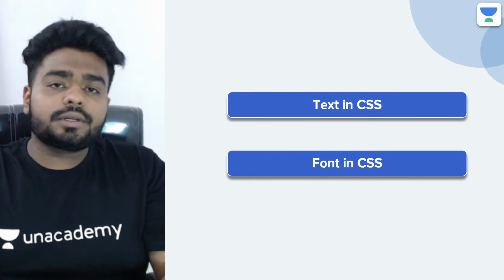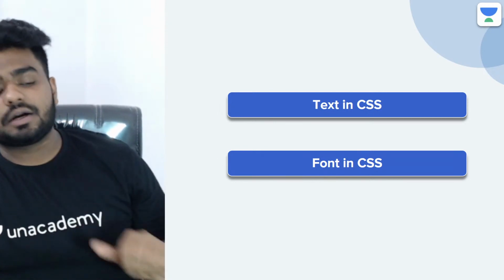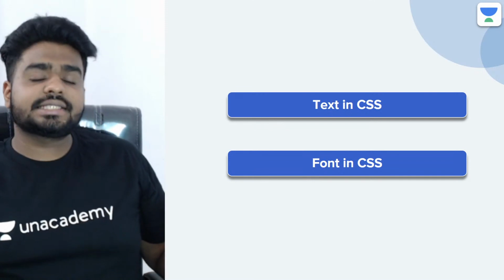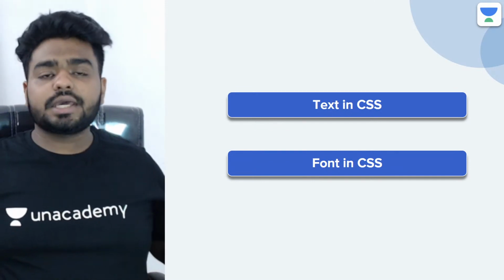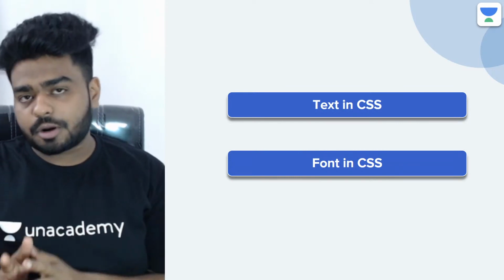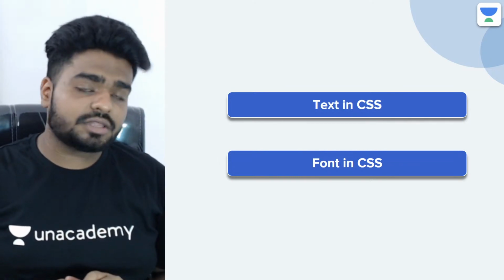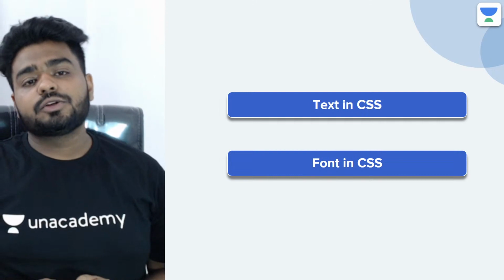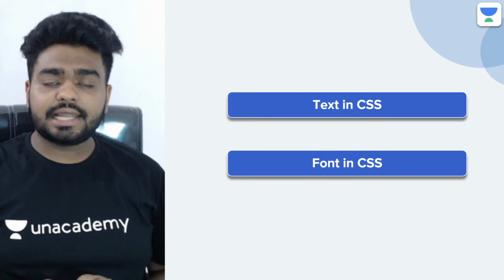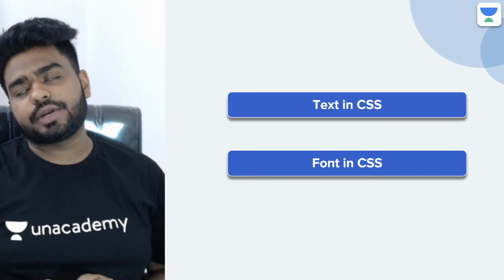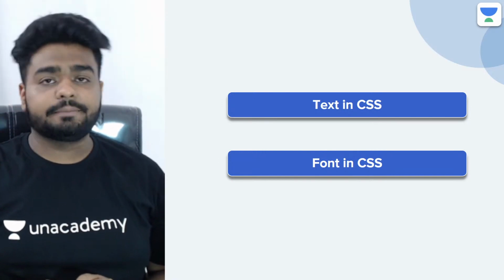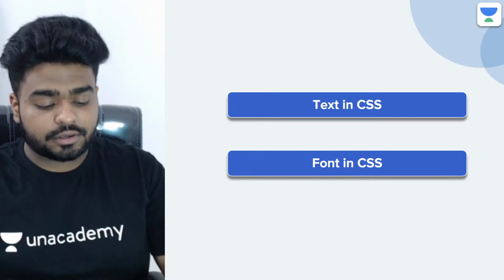So in this session we are going to cover two things. First of all, text properties and the font properties in CSS. Just the way we have seen the color properties and background properties, now we will understand some text properties and font properties. So let's start, and this session will be a little bit long, maybe like 10:20 or 10:25. So bear with me, okay? Because you're going to learn a lot of things here.